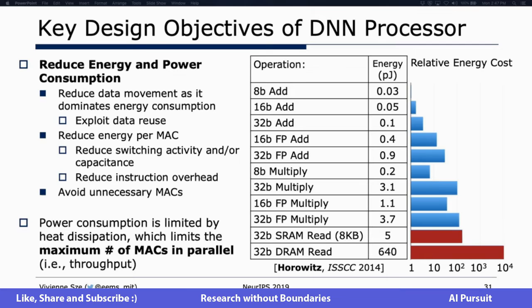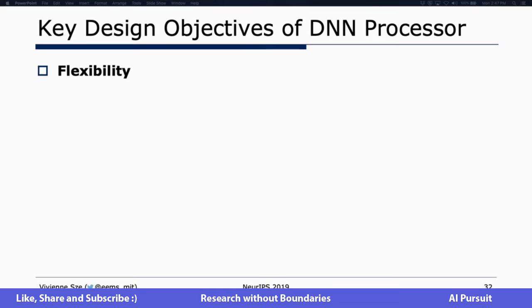You can also look at reducing the cost of the MAC itself. For example, you can reduce the switching activity or the capacitance of the MAC with better circuits, and you can also reduce the instruction overhead. Again, if you have a programmable solution and you're issuing a lot of instructions, can you reduce the number of instructions you're issuing, because those instructions also are energy costly. Of course, similar to throughput, another important thing is just to avoid any unnecessary MACs. If you're multiplying by 0, for example, you should just not perform it, and then you'll save a lot of energy there.